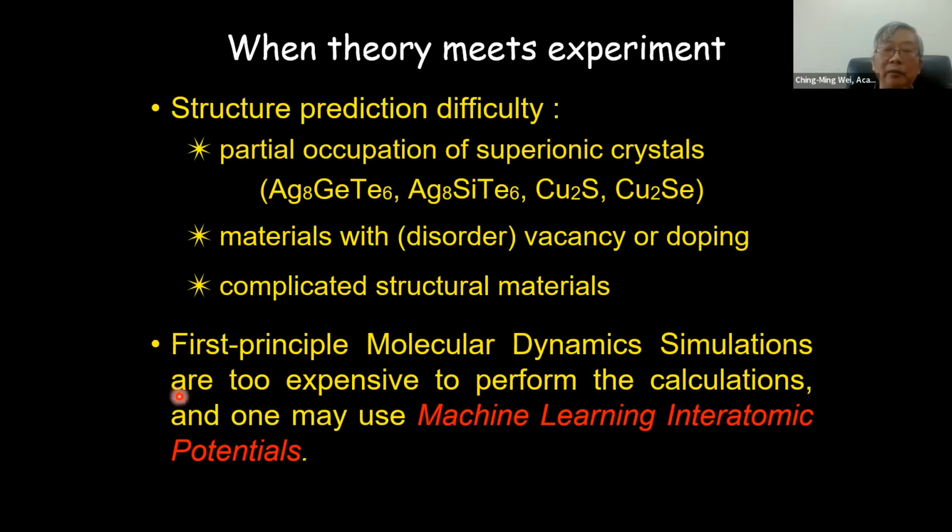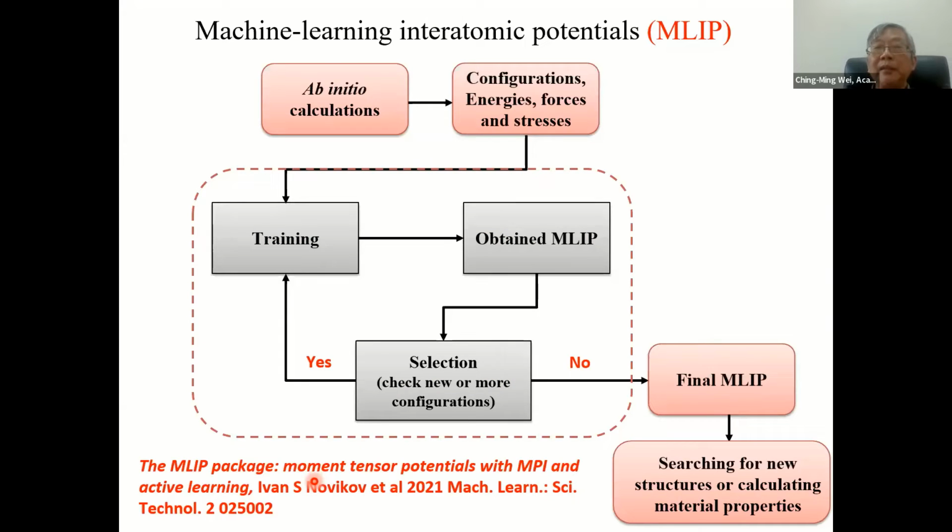And one needs to use so-called machine learning interatomic potentials. The idea of this machine learning interatomic potential is that you start by doing the first-principles simulation, maybe 5,000 times. Then you can get each configuration. You have the total energy and forces on each atom, and also the stress of the system. You use this kind of information as input data, then you train your potentials.